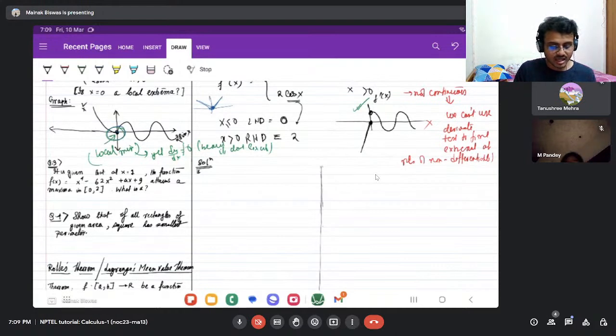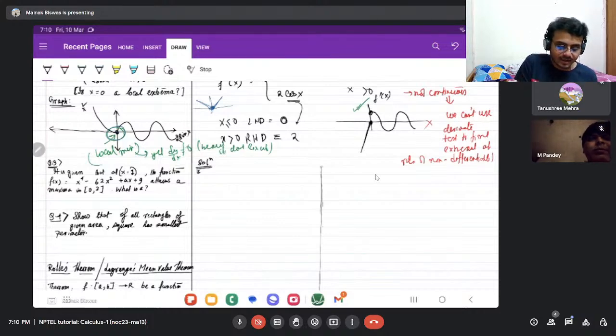So it's given that the function f of x is x to the power 4 minus 62x square plus ax plus 9. It attains a maxima at x equal to 1, between 0 and 2. What is the value of a? So it is said it attains a maxima at 1. So what is the value of a such that it attains a maxima at 1?